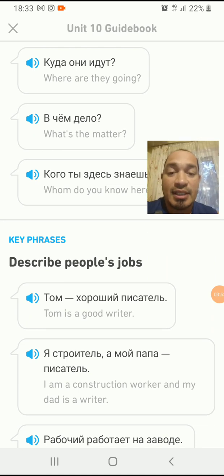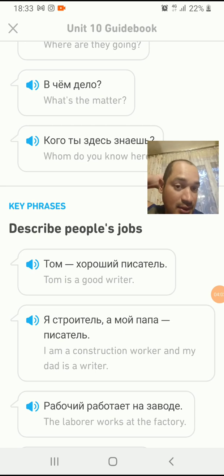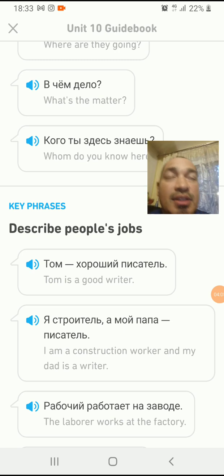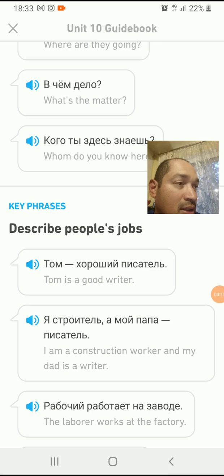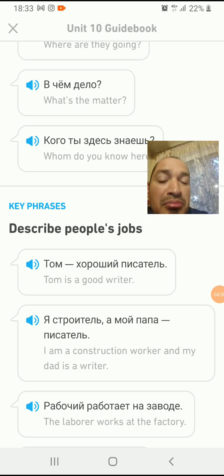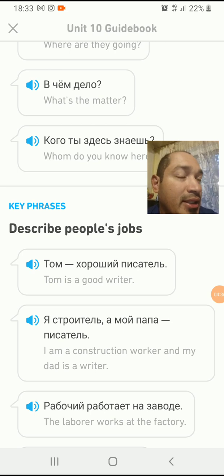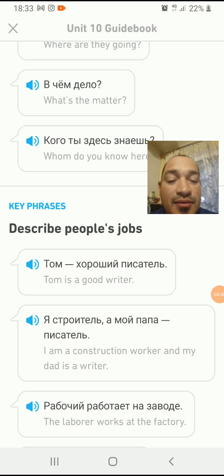And here are some key phrases, describe people's jobs. You have Tom. Том хороший писатель. Хороший means good as an adjective for a masculine singular noun. There is also хорошо, which is fine, you know. But if something is good, then you have to say it in its masculine form or in its feminine form.